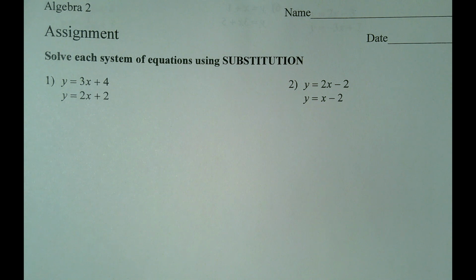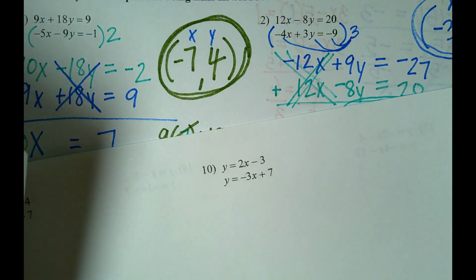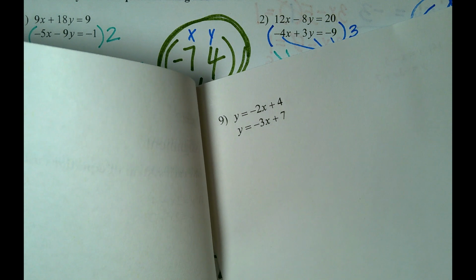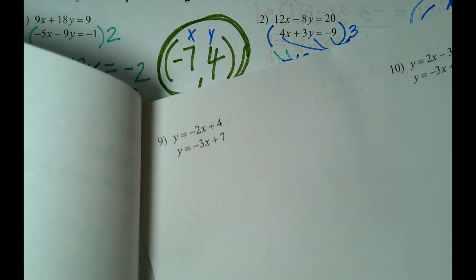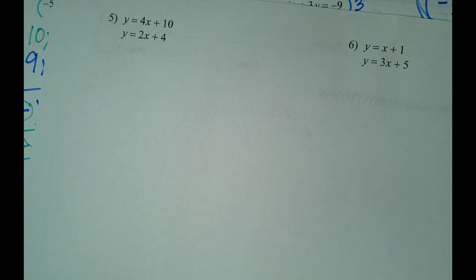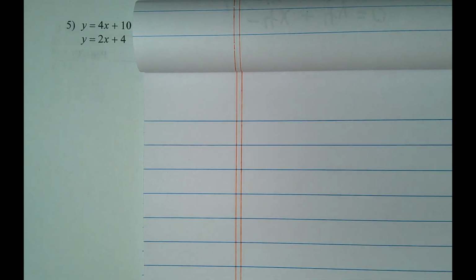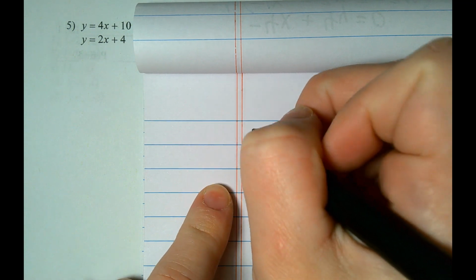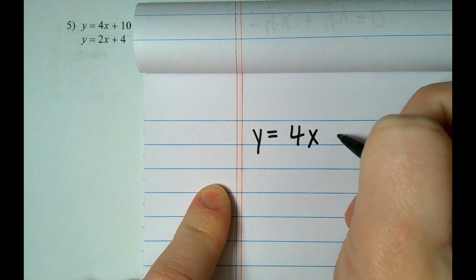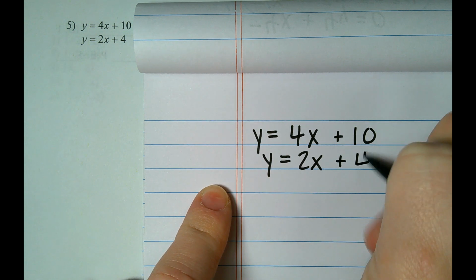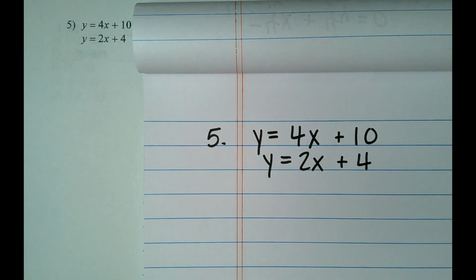Okay, so let's pick a random one. How about number 5, maybe? And I think I actually want to do it on a separate piece of paper. I'm going to give you the problems anyway. So let's practice substitution. We've got y equals 4x plus 10 and y equals 2x plus 4. This is number 5 on the substitution worksheet.